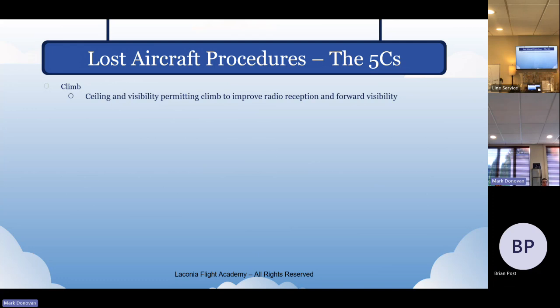The other advantage of climbing, the higher you go up, you'll have better line of sight with radio frequencies on the ground. So you'll be able to pick up other airports nearby or even further away, the higher up you go in altitude. Do you continue on the course heading that you're on, or do you circle and go up?